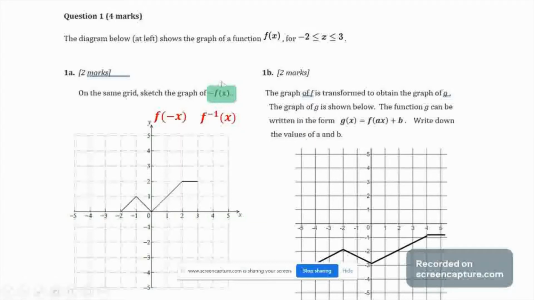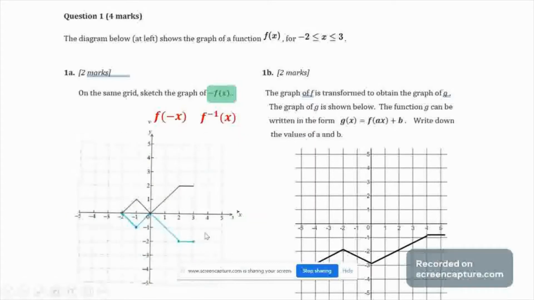So this one is what kind of reflection? All right, I hope you said this is a vertical reflection or reflection over the x-axis because all the y values are being made negative. So that's all you have to do. Flip this whole graph over the x-axis, making all the y values negative. What does it look like? Should look like this. Excellent.